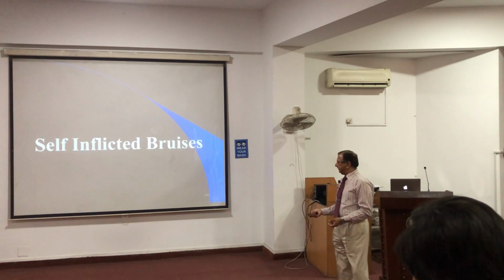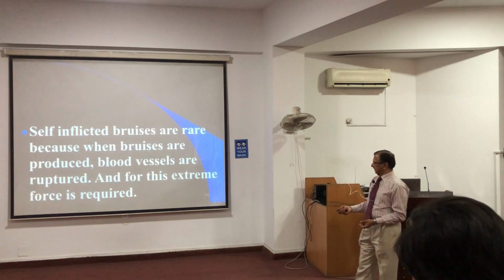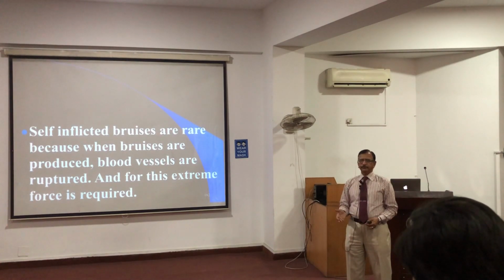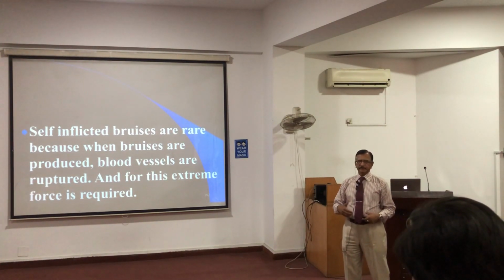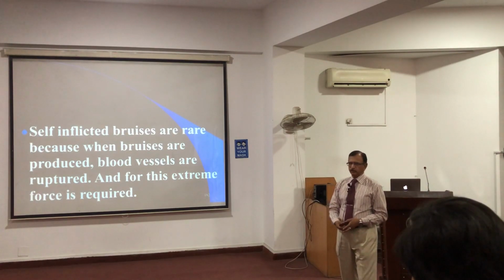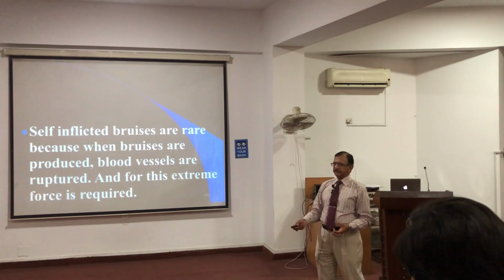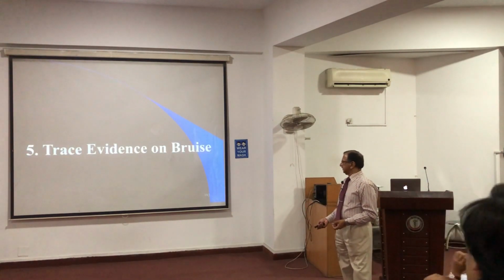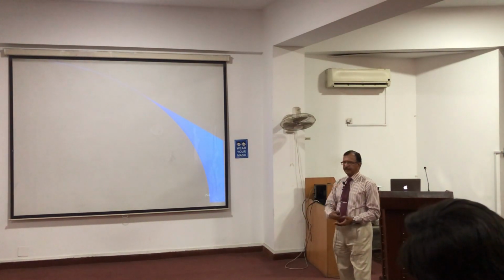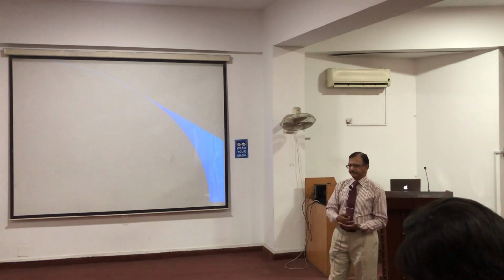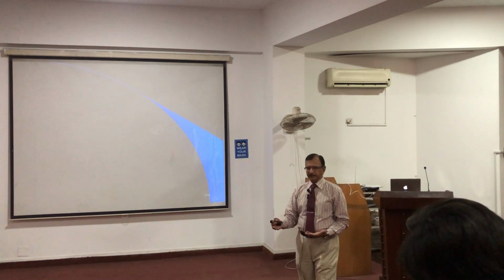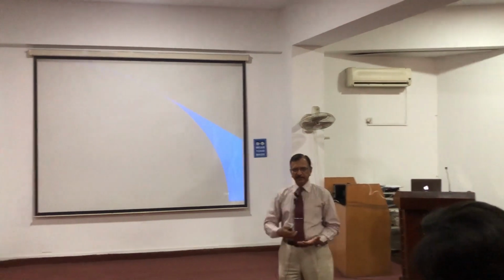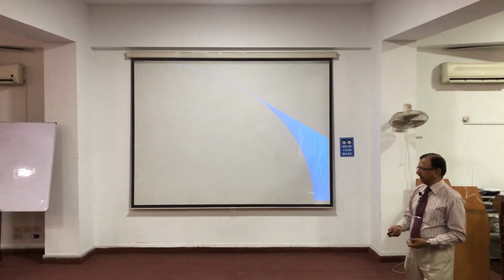Now regarding self-inflicted bruises, they are rare, because we know that the application of blunt force required to cause a bruise is of very high magnitude. So to inflict such an injury by self-infliction is not possible. Then the trace evidence on the bruise. Sometimes sand, fibers, and other material from the locus, from the scene of crime, are deposited on the surface, and they will explain the crime story.